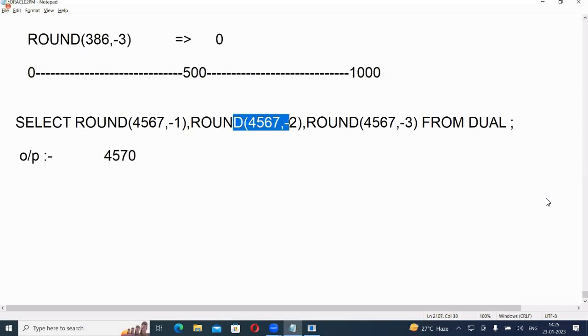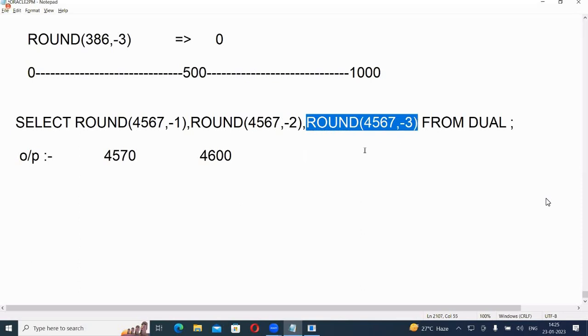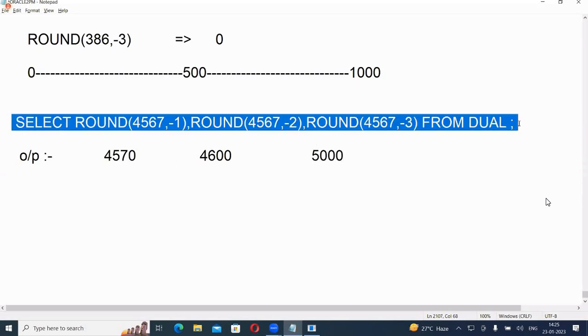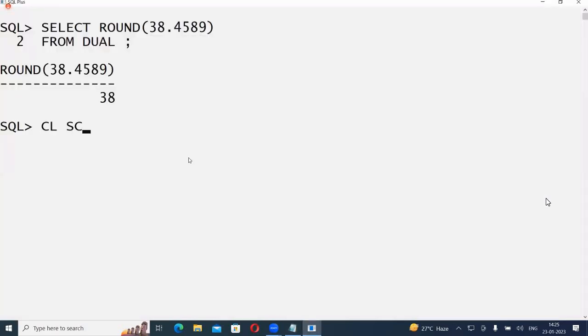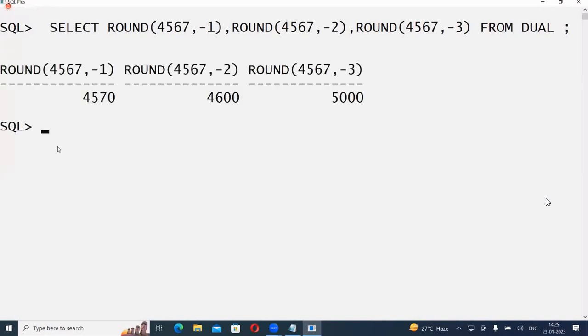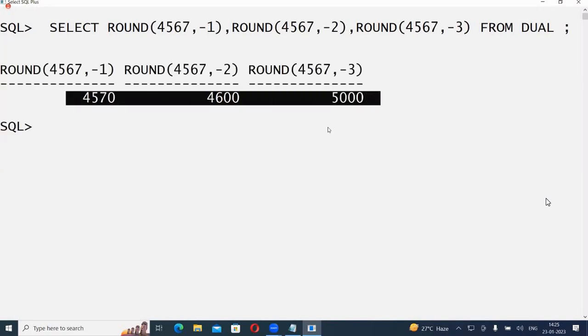This one is between 4,500 and 4,600. Above average or below average? 4,600. And this one is between 4,000 and 5,000, but it is above average. Then 5,000. This is the output you will get. Now you see this: 4570, 4,600, 5,000.